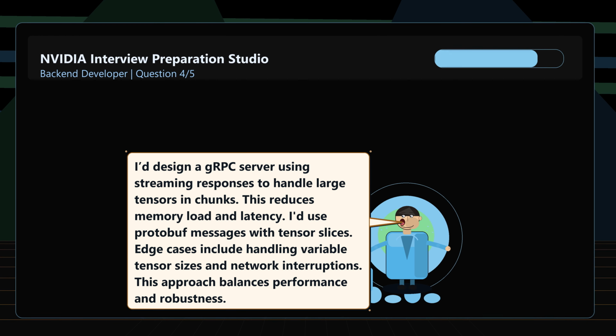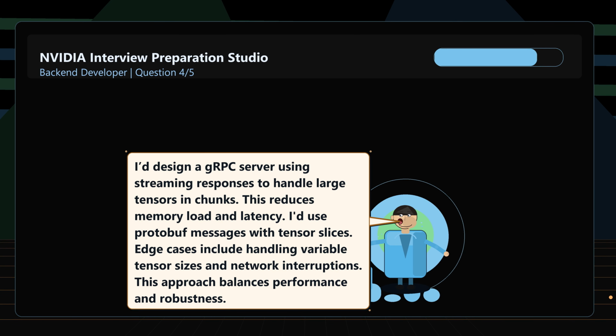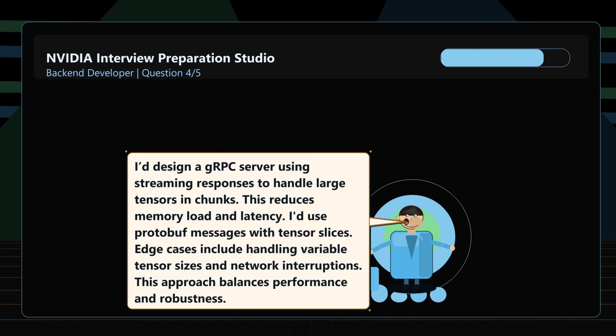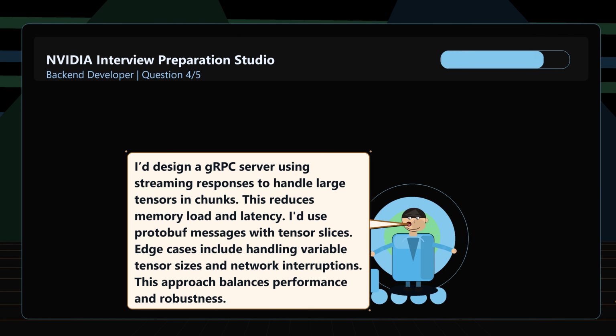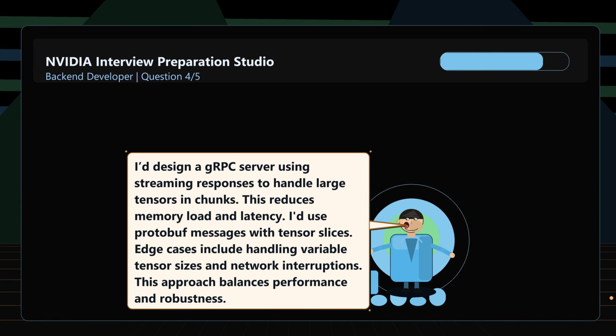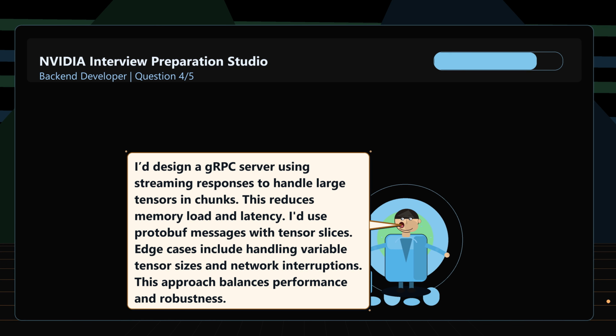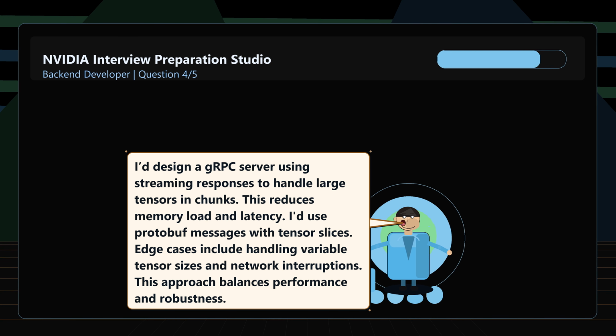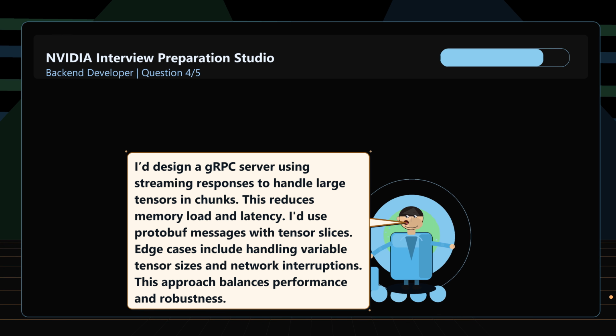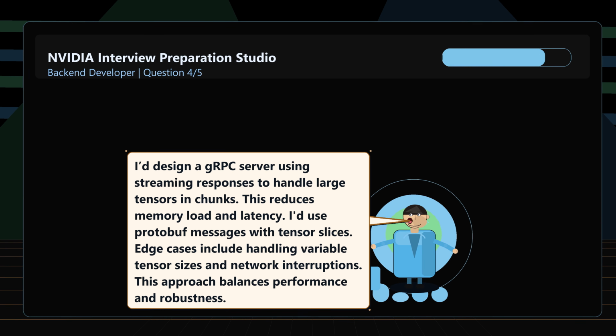The trade-off is slightly more complex client logic to reassemble tensor chunks. I'd also handle edge cases like dynamic tensor shapes and network dropouts by adding metadata and retry mechanisms. This design ensures efficient, scalable, and reliable inference output streaming.